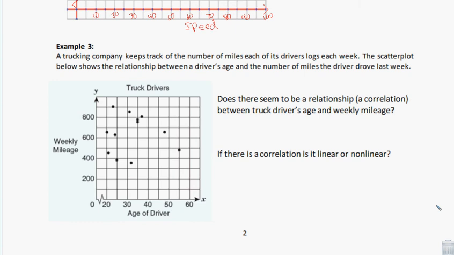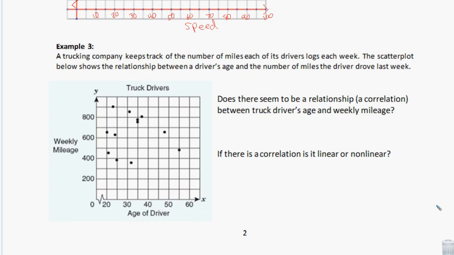So when I look at this, does there seem to be a path that the points follow? When I look at it, it looks like it's just scattered all over the place. And if we think about it logically, in order to be a trucker, you have to be allowed to drive. So I guess you're over 18. But of course, you can be any age.